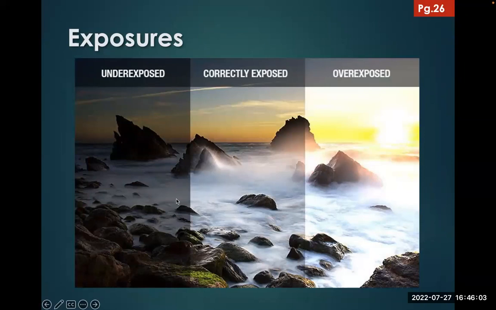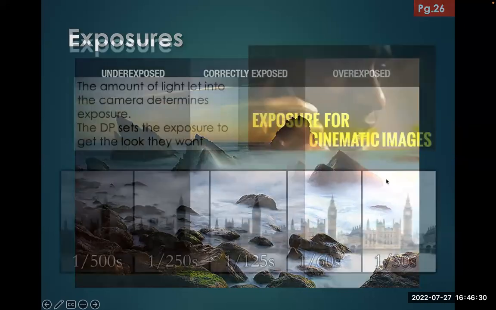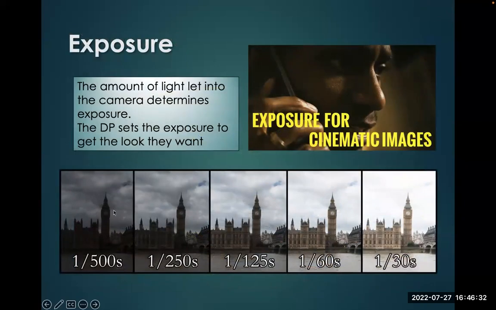So another thing to consider is exposure. With exposure, we're determining how much light we're letting into the camera. Okay, so most of the time you're going to correctly expose here, but you can underexpose. Let's say it's a brighter day and you actually want a darker look. Well, maybe you'll underexpose, or maybe you overexpose to blow things out a little bit and give it a more magical or transformative look. And so depending on how much light you let into the camera will determine what the shot looks like. And DPs will generally select the best exposure for the cinematic image that they're doing.